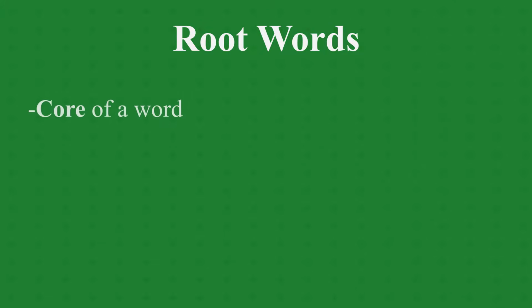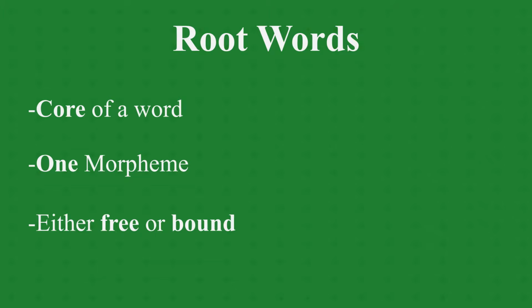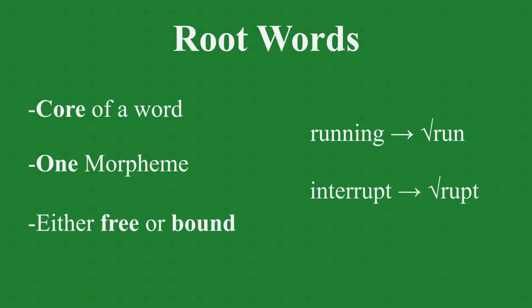A root is the core of a word, which cannot be separated further. Remember that a root is always only one morpheme. This morpheme can be either free or bound. In English, roots are often the same as words. For example, the word running has the root run, which is also a word in English. But roots are not always real words. For example, the word interrupt has the root rupt, which is not a functioning word in English. Only derivational forms like interrupt, corrupt, and so on are.